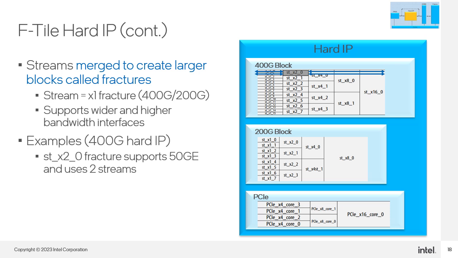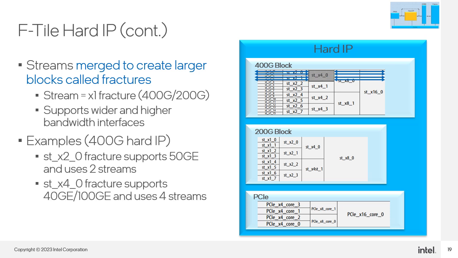Notice that 2 streams are used. As a result, any other hard IP configuration that would use those 2 streams is not available. Next, a 40G Ethernet or 100G Ethernet example is highlighted. Now, 4 streams are used. And again, any other hard IP configuration that would use one of the 4 streams is not available.